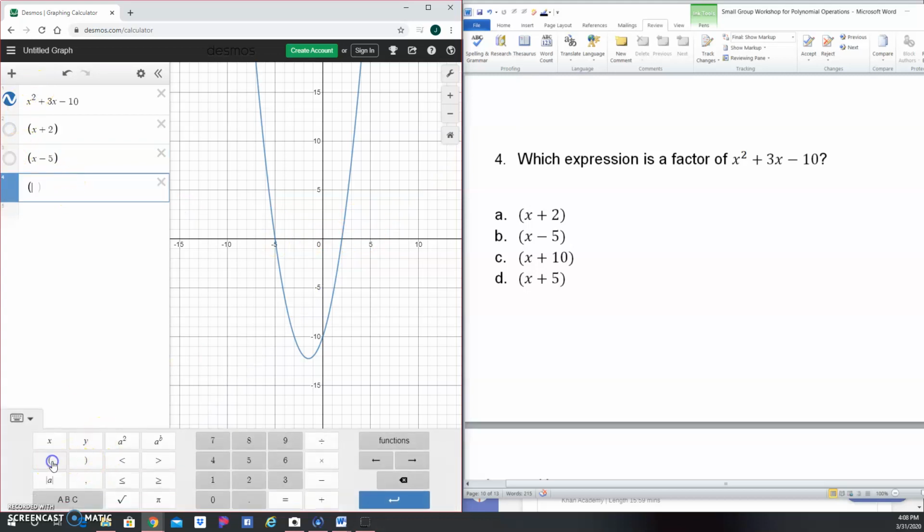Let's go to letter C. That is x plus 10. See this x-intercept? It's not on those two. So that's not the right answer. So with the process of elimination, it is letter D, which is x plus 5. And yes, it went through the x-intercept of your parabola, so that is the right answer.